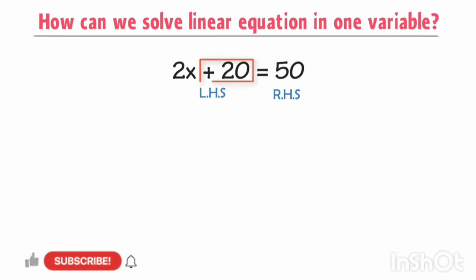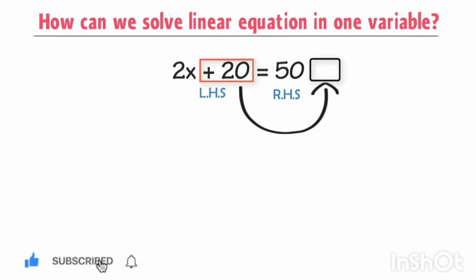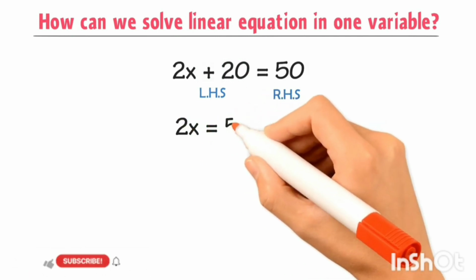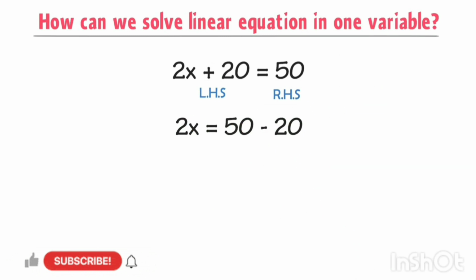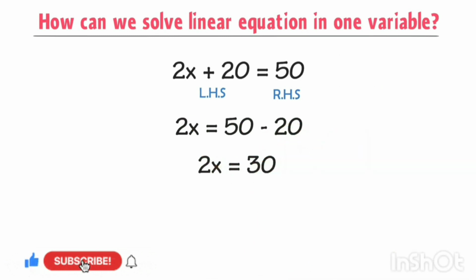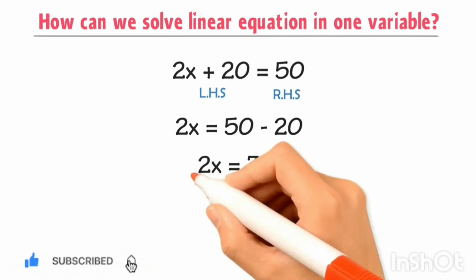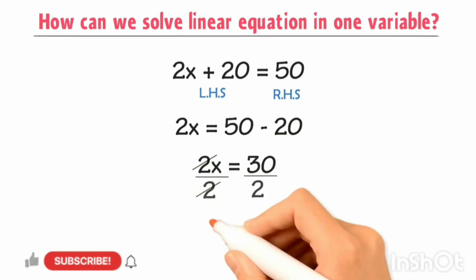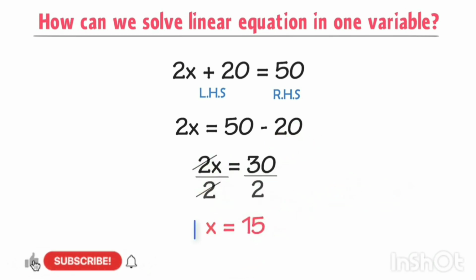Now shifting plus 20 from the left-hand side to the right-hand side. As a result, the positive sign of 20 will be changed into a negative sign. Hence 2x is equal to 50 minus 20, or 2x is equal to 30. Now dividing both sides by 2. 2x divided by 2 is equal to 30 divided by 2. As a result, we get x is equal to 15.